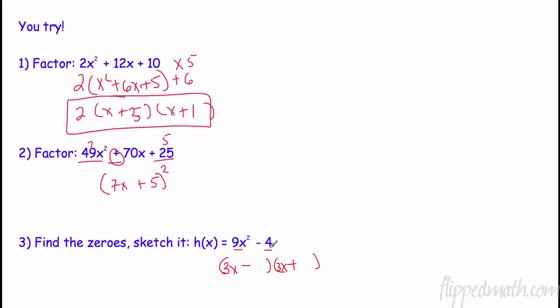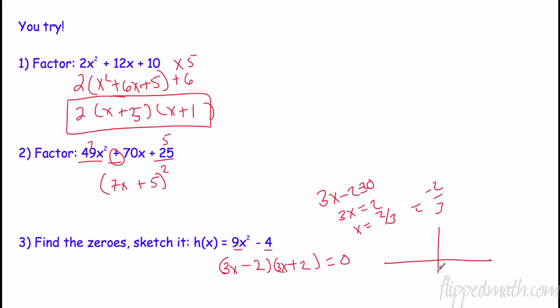3x in the front, 2 in the back equals 0. So we have 3x minus 2 equals 0. Add 2, we get 3x equals 2. x equals 2/3, and of course it's going to equal negative 2/3 as well. Let's take a look and sketch it. So if this is 1 and negative 1, we're going to be about here and here, and it's a parabola. All right, there you have it.